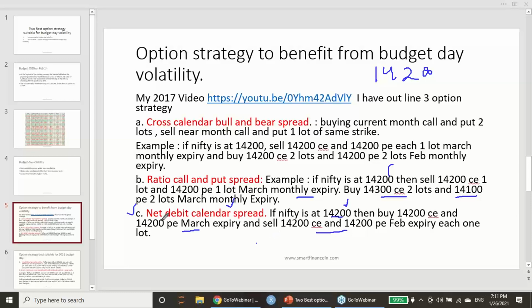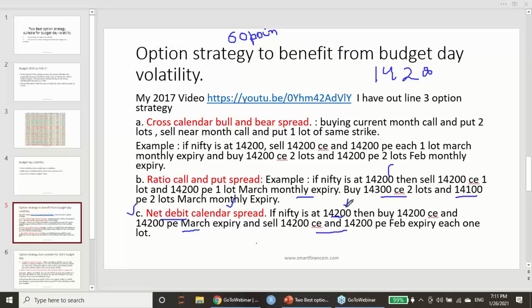So if you are forming this net debit calendar spread, choose the strikes in such a way that the average spread should not go above 60 points. Very carefully, 60 points average spread. When you are buying March and selling February, you are paying some money to the market for both call and put. That is known as your spread. That spread should not cross 60.